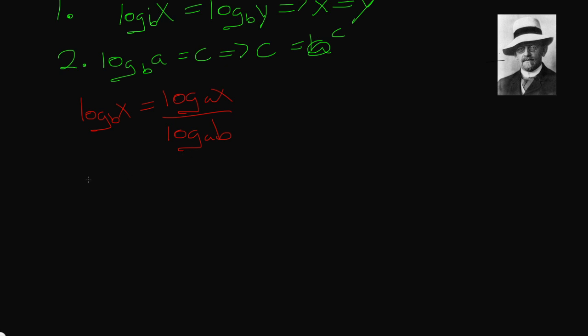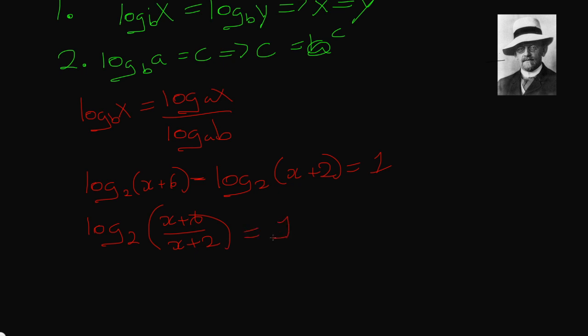Now the first question is: solve the equation log to the base 2 of x plus 6, minus log to the base 2 of x plus 2, is equal to 1. What we can do is change this into log 2 of x plus 6 divided by x plus 2, because that's how logs work when you subtract, is equal to 1. Then we just let them equate.